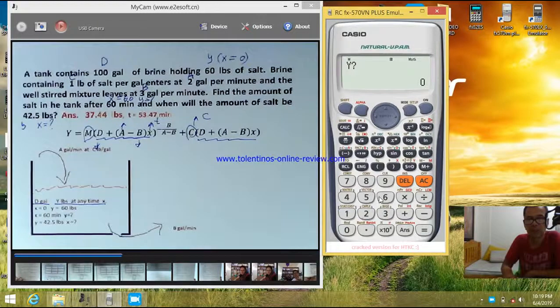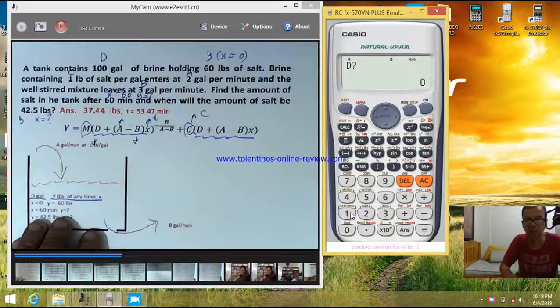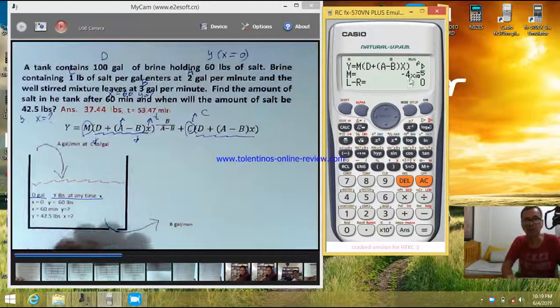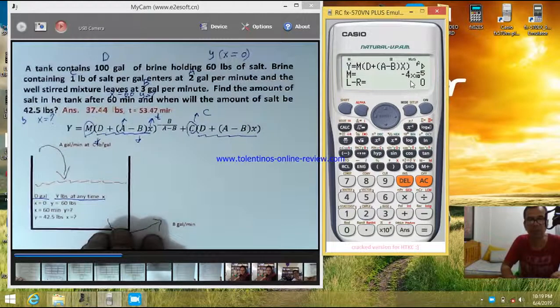Your Y is initially 60, your D is 100, your A is of course 2 gallons per minute, your B is 3, your X initially is 0, your C is 1, and then solve for M. So the value of M is negative 4 times 10 to the negative 5. Now we're prepared to solve for Y. Replace this by Y and then Shift Solve.